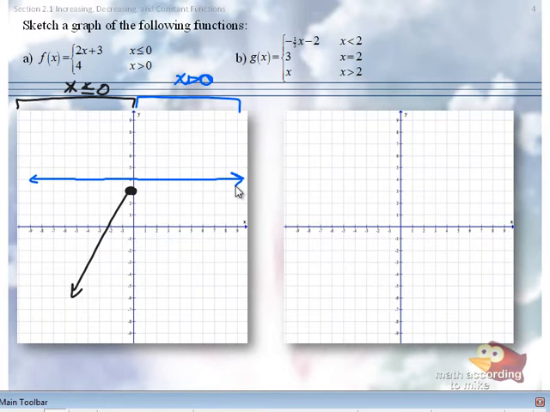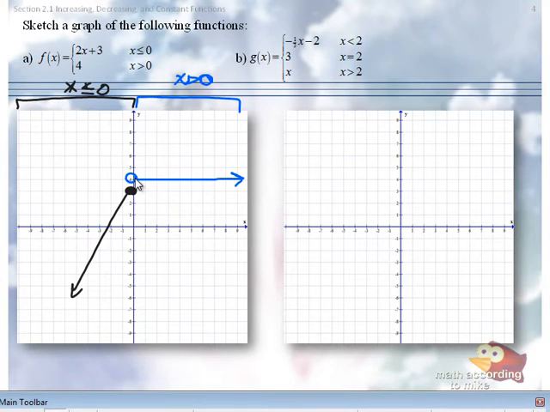But x equals 0 is the y-axis. Do we want the left-hand side or the right-hand side? We want the right-hand side, so let's get rid of the left. But at x equals 0, we do not have an equal to sign, so what should I put there at x equals 0? An open dot, a hole.